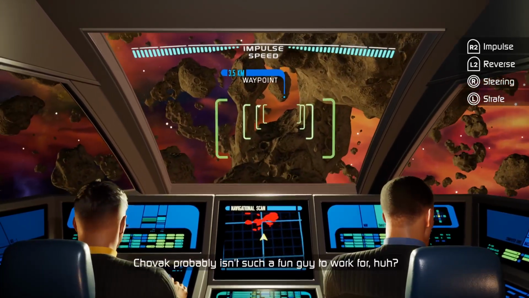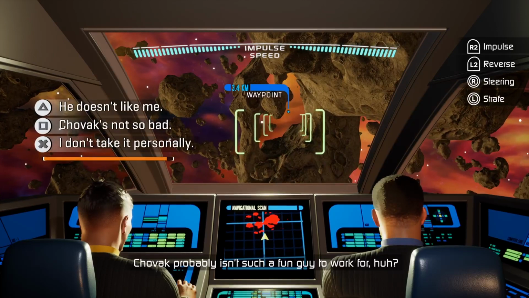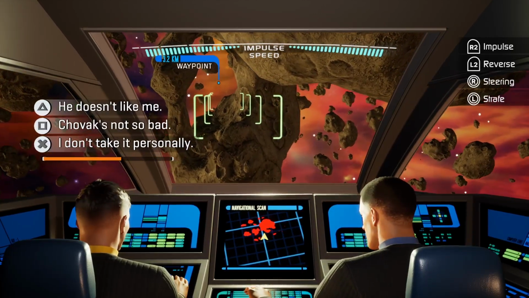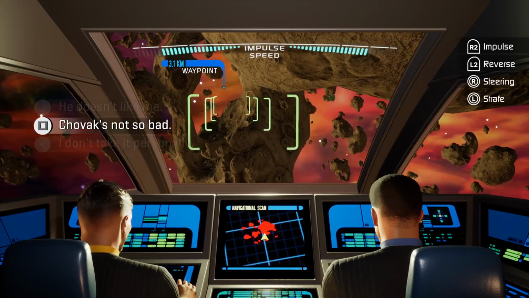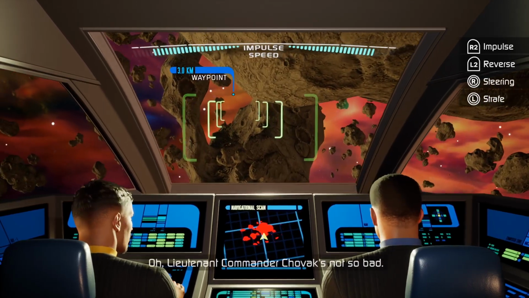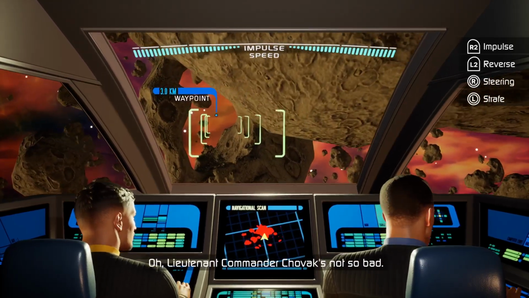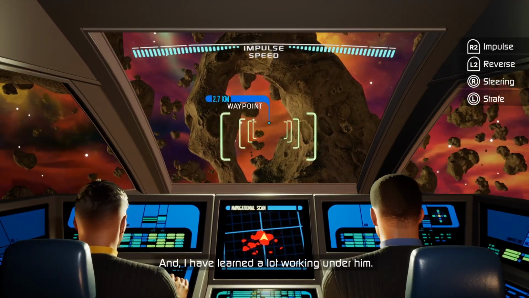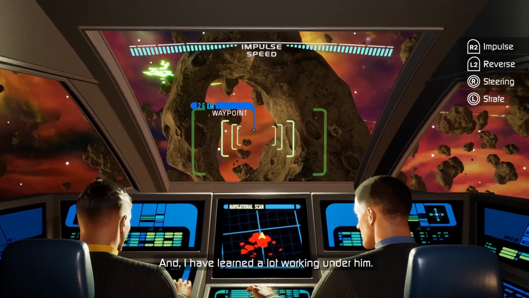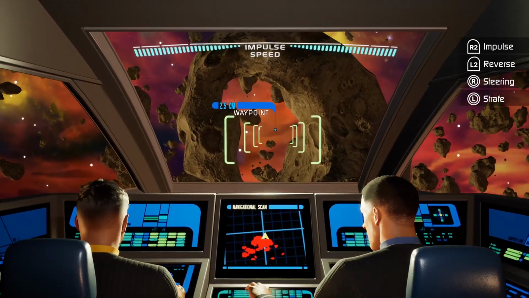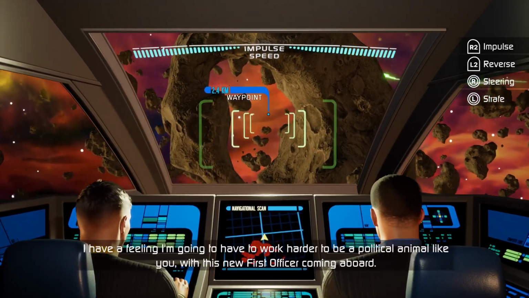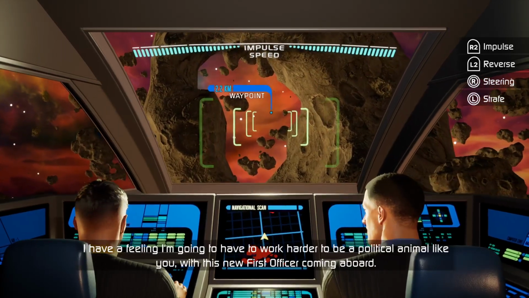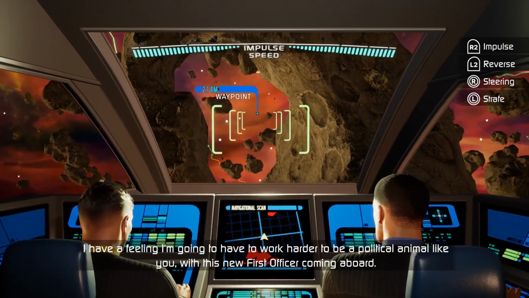Chobot probably isn't such a fun guy to work for. Lieutenant Commander Chobot's not so bad, you know, once you get used to it. And I've learned a lot. I have a feeling I'm going to have to work harder, be a political animal for you, with this new first officer coming aboard.